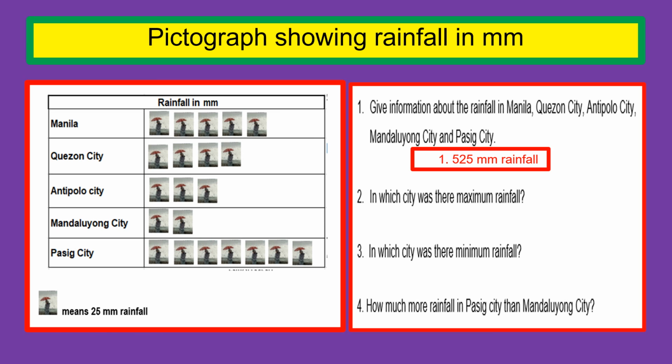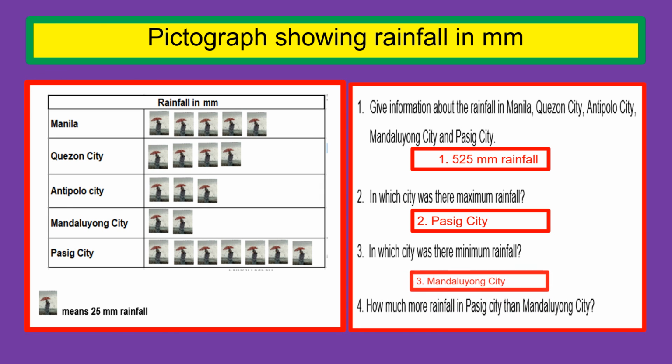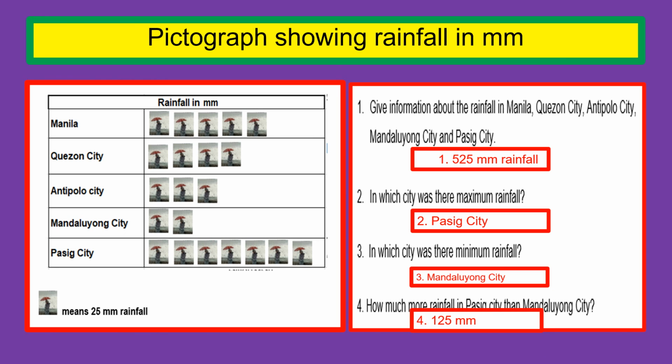In which city was there maximum rainfall? The answer is Pasig City. Next, in which city was there minimum rainfall? The answer is Mandaluyong City. And number 4, how much more rainfall in Pasig City than Mandaluyong City? The answer is 125 millimeters of rainfall.